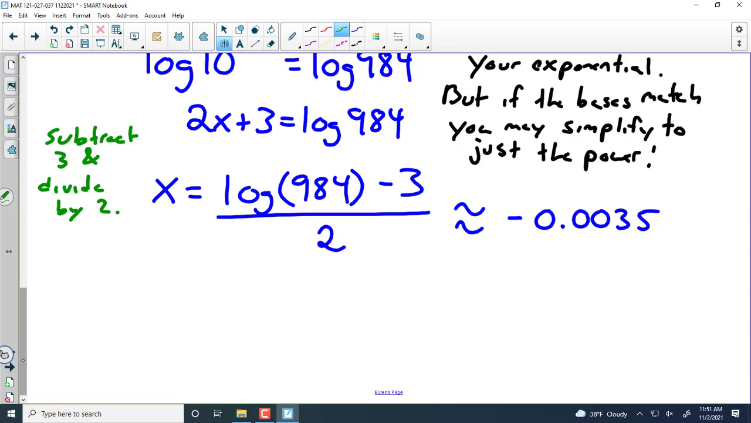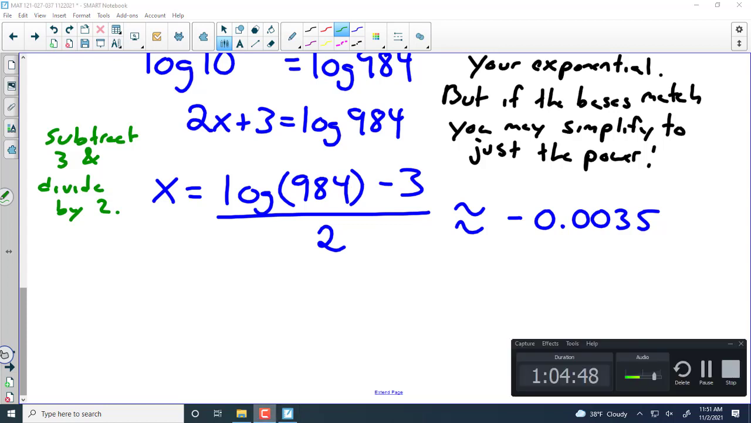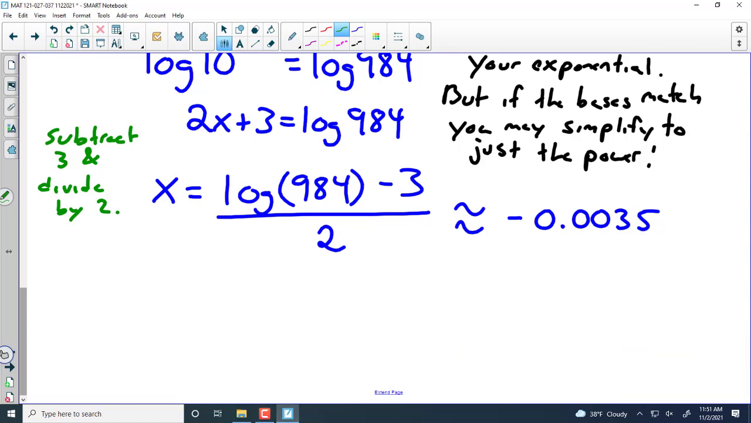Class, are we getting that? Negative 0.0035 roughly? If you're not getting that, let me know. Maybe I made a mistake. I did these ahead of time, but it doesn't mean I didn't mess up. I get negative 3. Do the log of 984 in parentheses, subtract 3 from that, and then divide by 2. Okay, everyone.